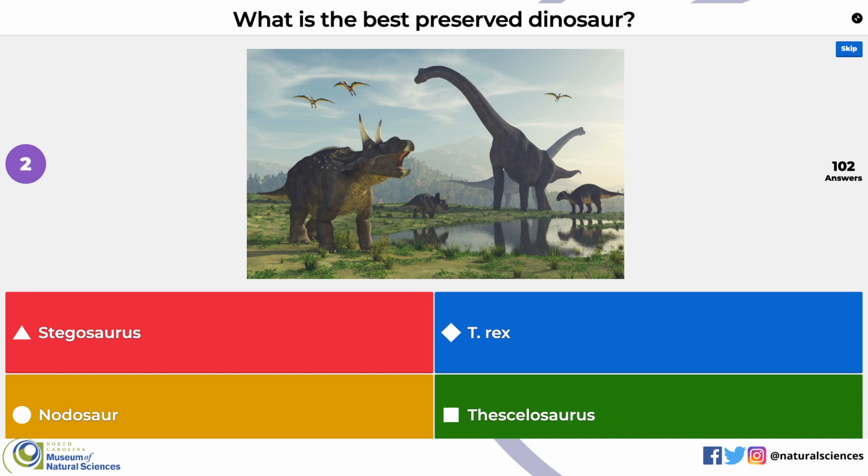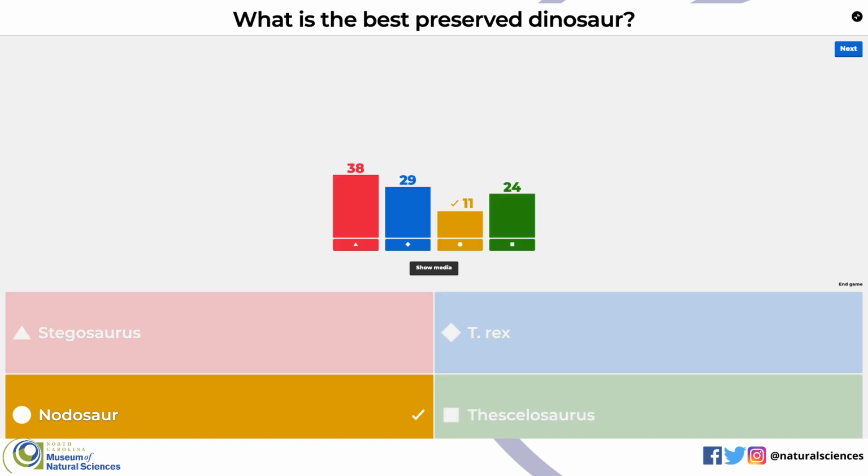If you've jumped in our game, oh wait, let's see. Okay. Best preserved dinosaur is a nodosaur. Nodosaur. I didn't bring a photo of one to show you. You'll have to Google it. You're on a device, I think you can. Don't leave yet. The nodosaur.